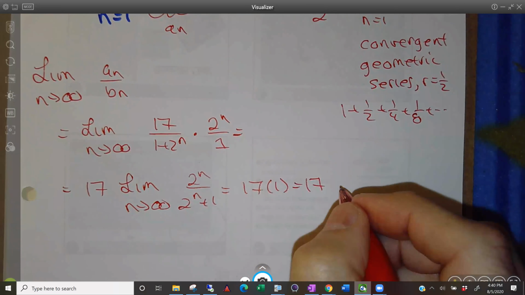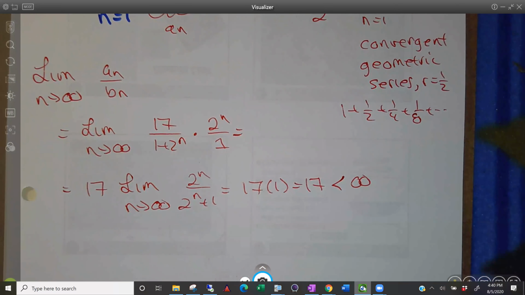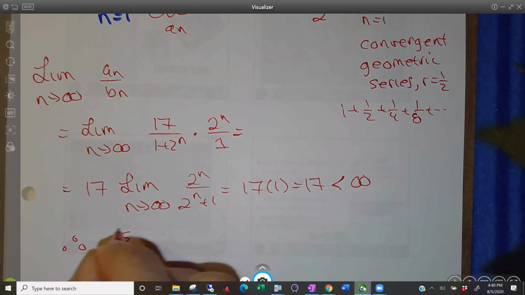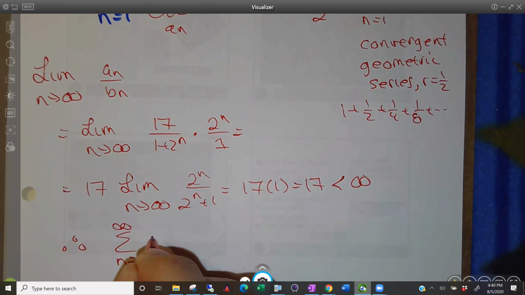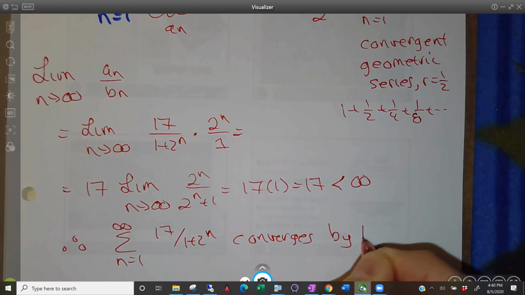And the important thing is that it's finite. It's less than infinity. So therefore, the series converges. 17 over 1 plus 2 to the n converges by the LCT.